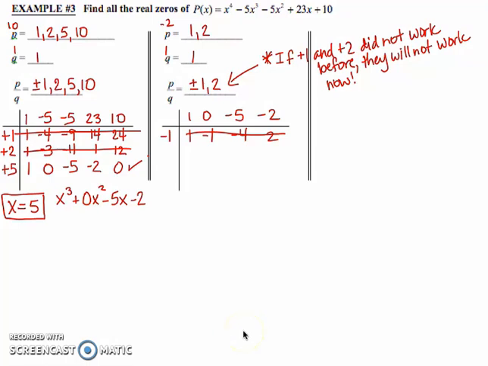This is Pre-Calculus section 3.3 part 2 notes. I'm continuing on with example 3 where I left off in the previous video.